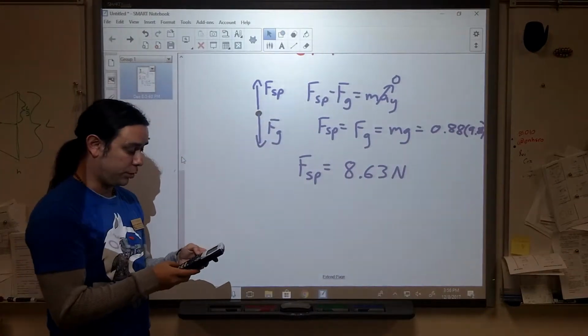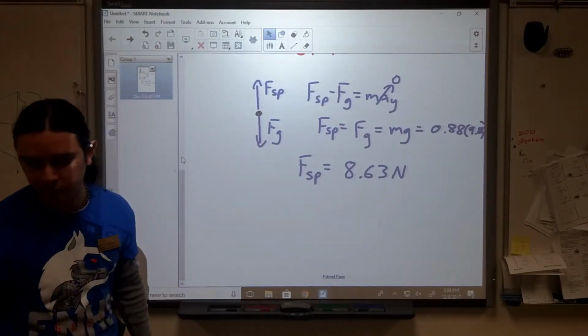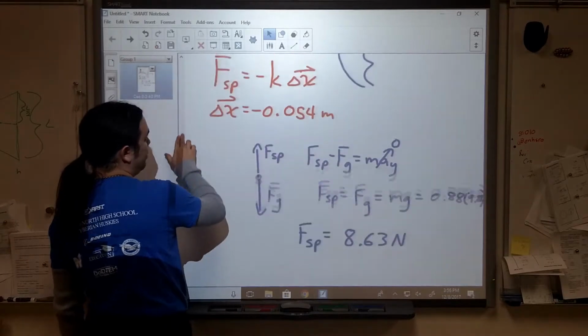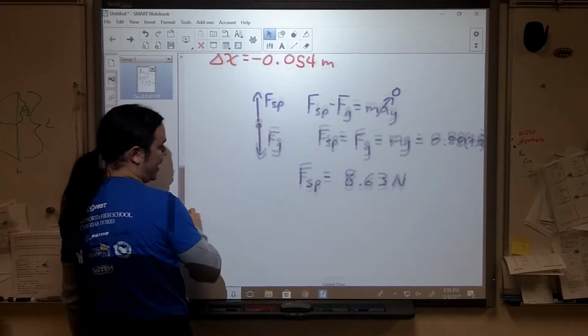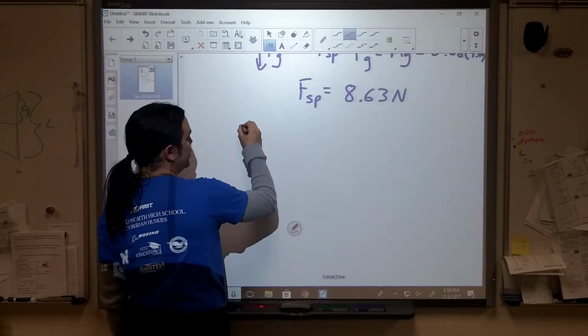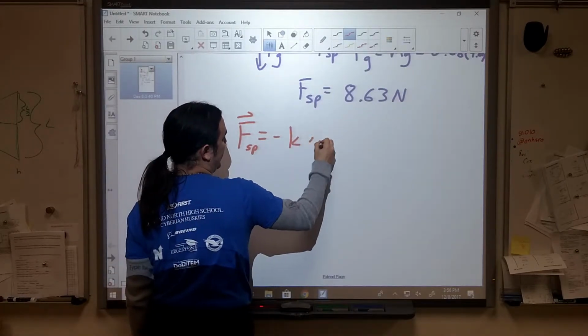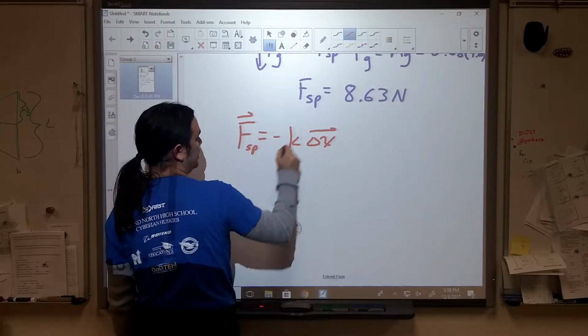About 8.633, but 3 significant figures should be fine. All right, now that I've got my force, it is up. My displacement is down. We can go back over to our Hooke's law equation, and we know that the spring force is equal to negative k delta x, both of these being vectors.